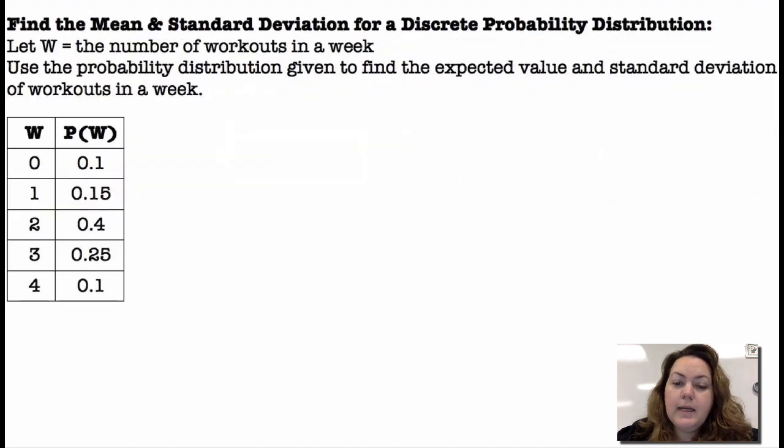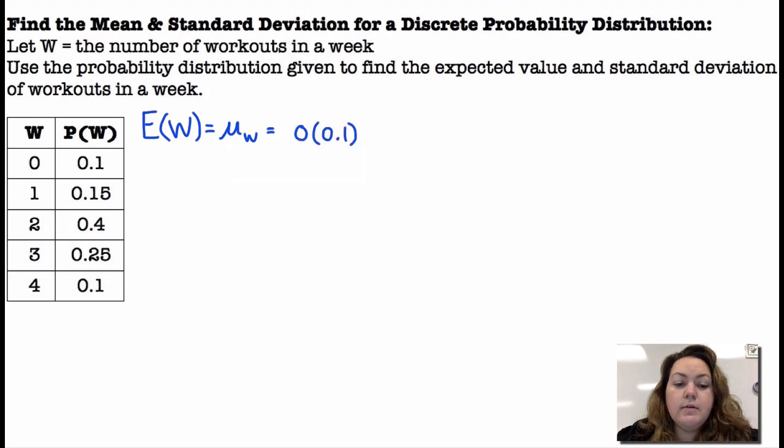All right, find the mean and standard deviation for a discrete probability distribution. Let W equal the number of workouts in a week. Use the probability distribution given to find the expected value and the standard deviation of workouts in a week. Okay, so to find the expected value is basically just the mean. So E of W, the expected value of the number of workouts, is equal to the mean of the number of workouts. And that symbol there is mu. It is the Greek letter that stands for mean.